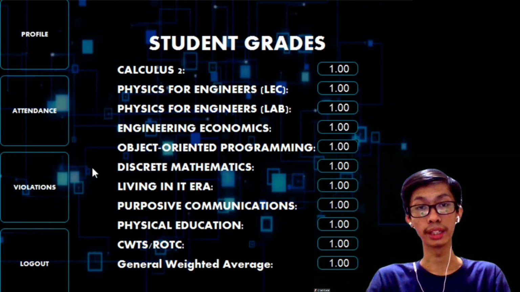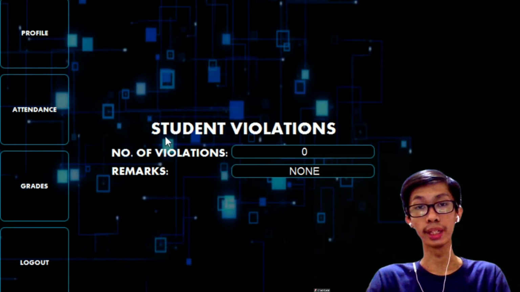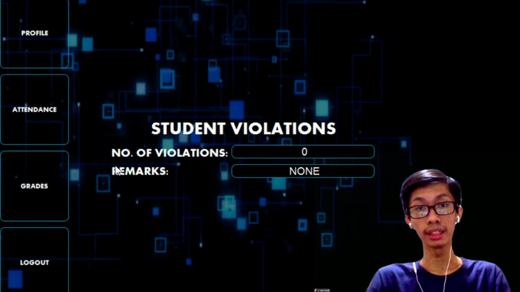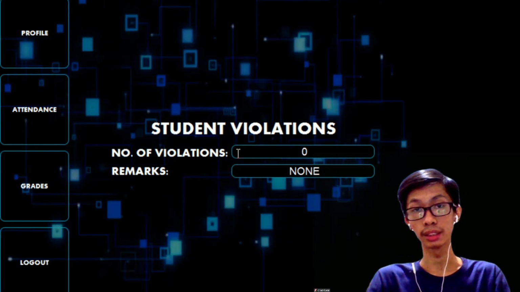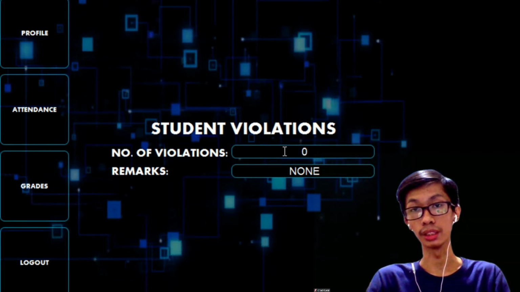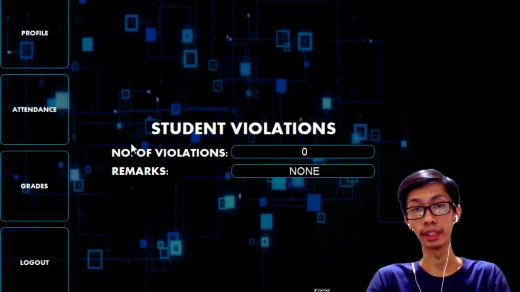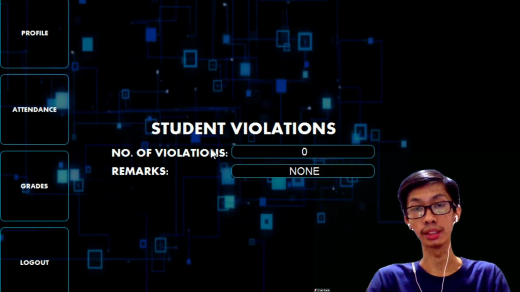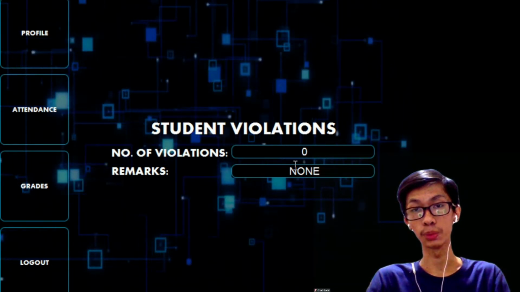Lastly is the student violation section, wherein we can see the number of violations that the student has and the remarks. For this example, there are no remarks since the number of violations is 0. However, the remarks change depending on the number of violations, and the maximum number of violations that the student can have is 5, and the remarks would be expulsion.